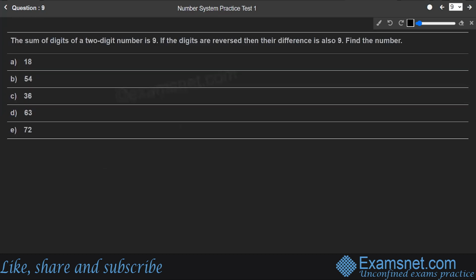Now, the sum of digits of a two-digit number is 9. If the digits are reversed, then their difference is also 9. Find the number. In this type of question, what we do is assume the digits. We assume the unit digit and the tens digit, and then frame the conditions accordingly. Then we try to make the number. So let us assume the unit digit is x.